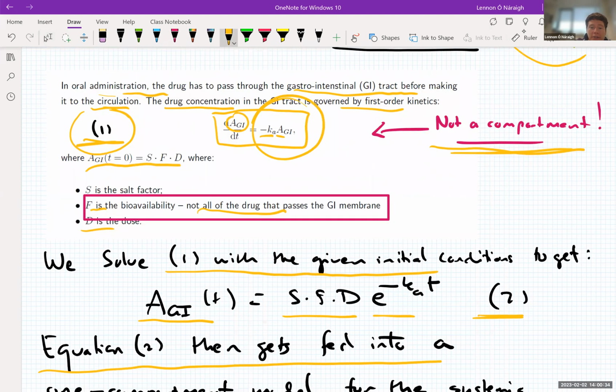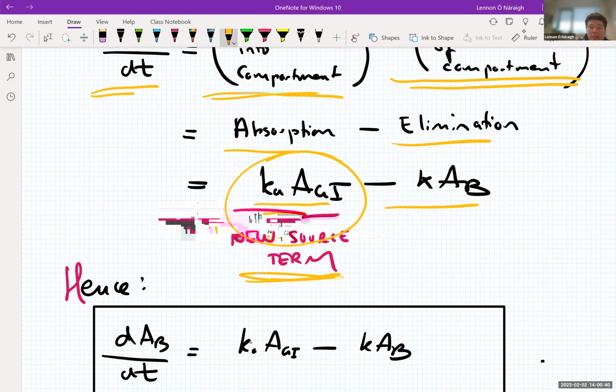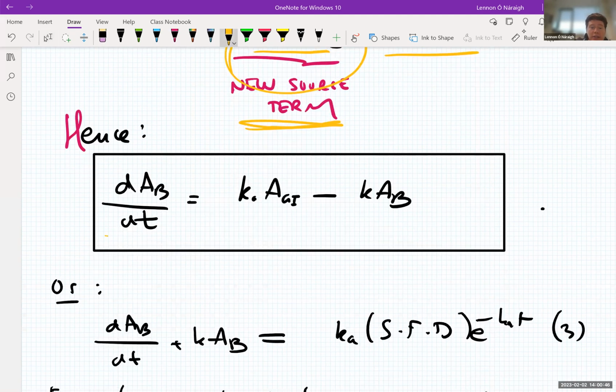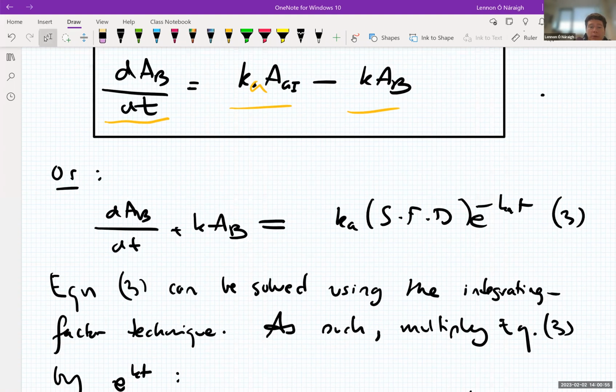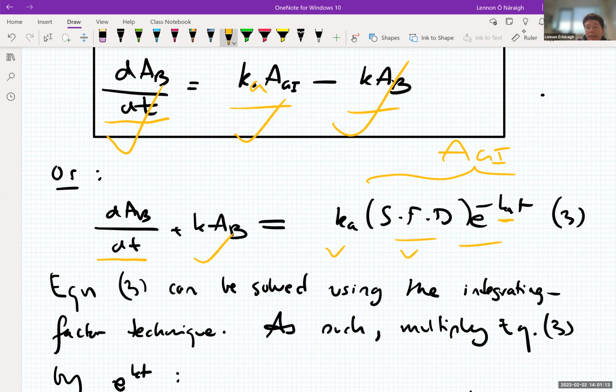What leaves the GI tract now gets into the systemic circulation as a source term. So I get a new equation: dAB by dt is Ka AGI minus K AB. Ka and K are different rate constants. Rearranging, I've got dAB by dt plus K AB, having taken that over to the left, is equal to Ka AGI. But I can rewrite that as Ka times AGI, which is SFD e to the minus Ka t. And that will be my equation 3.